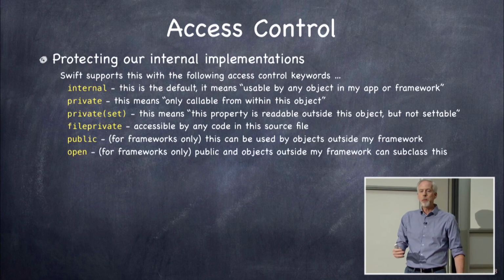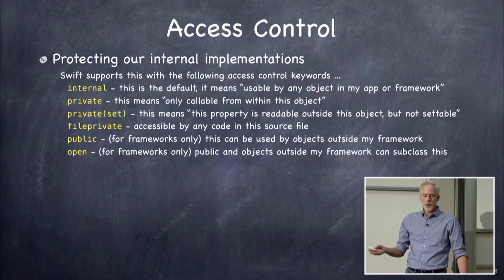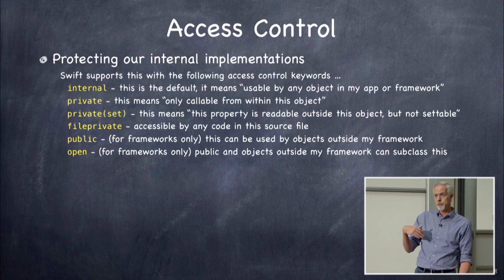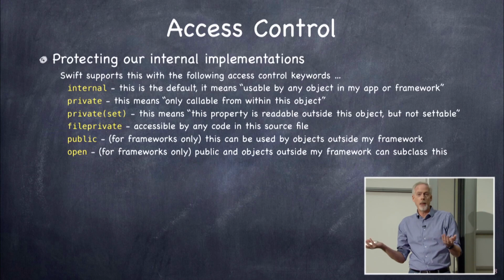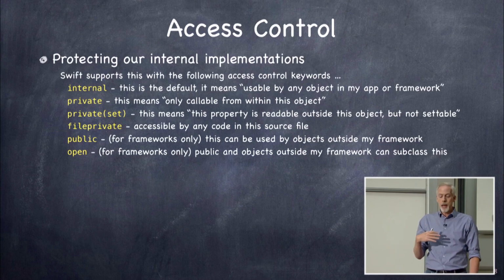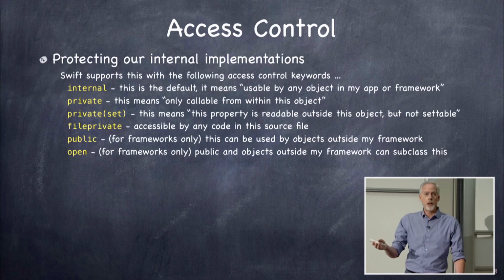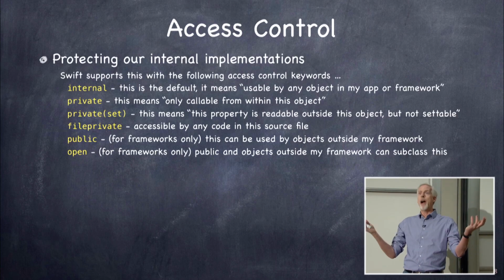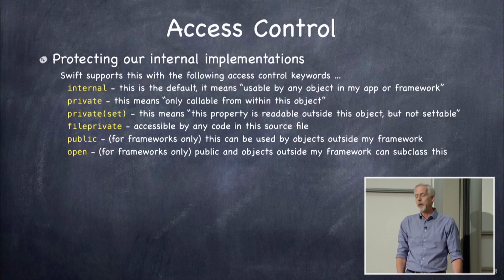The other ones are public and open. Those are for framework writers. Public means that people outside the framework can call it. Doesn't make sense for outside your app, that would never happen. So outside your framework. And open means not only can people outside your framework call it, but they could subclass that class, override your methods, all that stuff. So open is like wide open. We don't care about that because we're not doing frameworks.